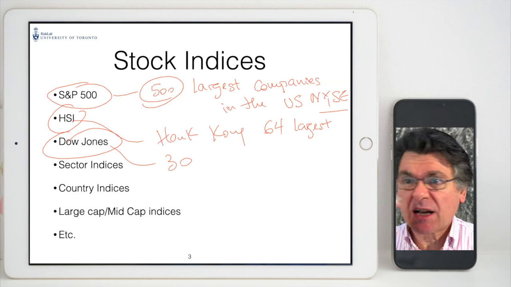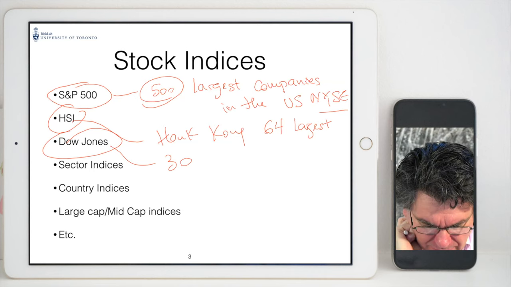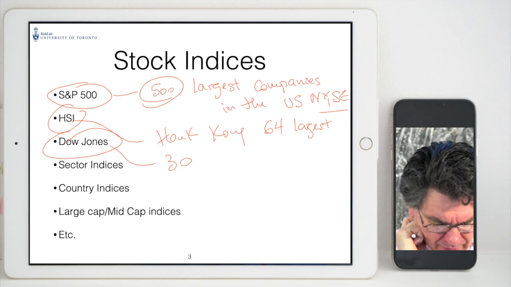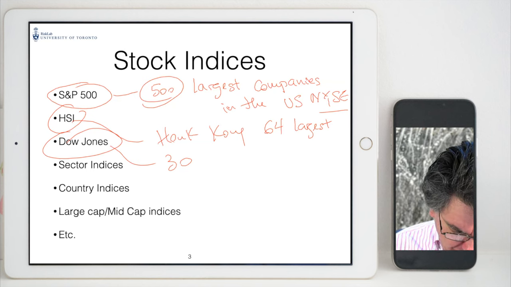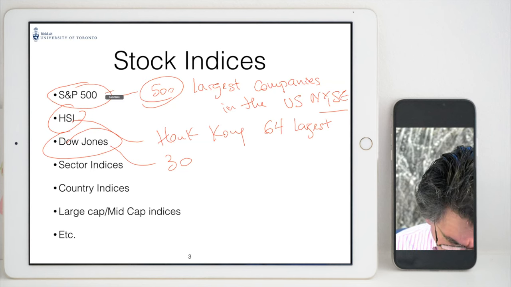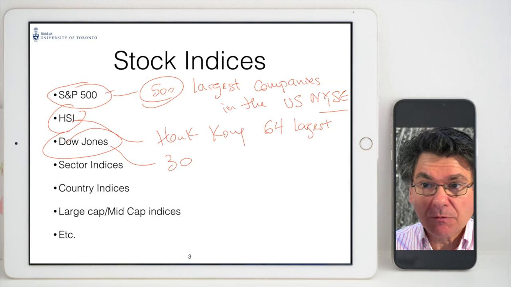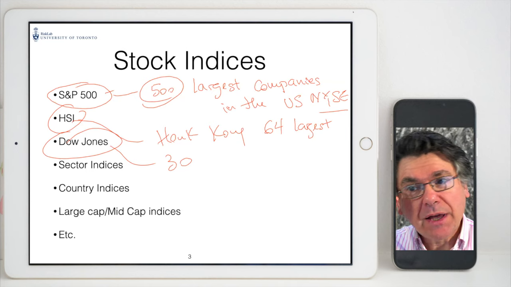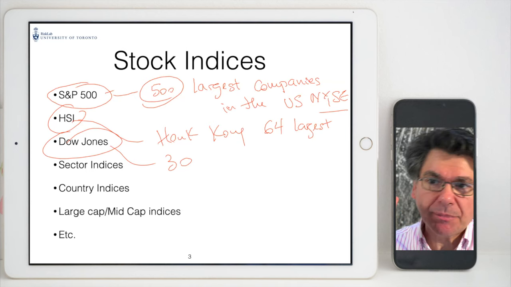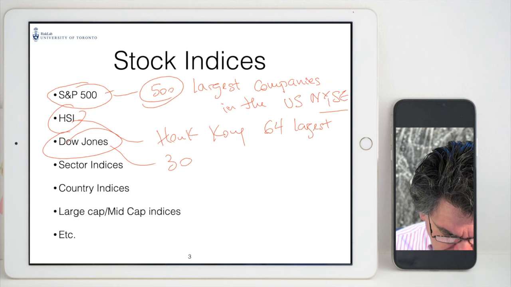Most countries have their stock index. This is for Hong Kong, that's for the US. There's others, the DAX is for Germany, the FTSE is for the UK, the Nikkei is for Japan, and so on and so forth. So these are country indices.